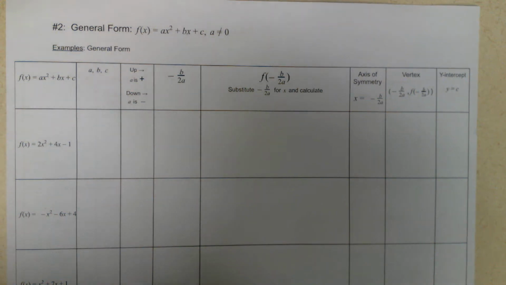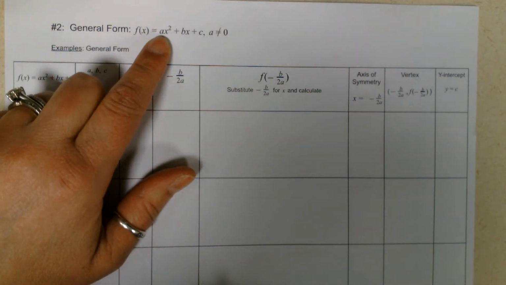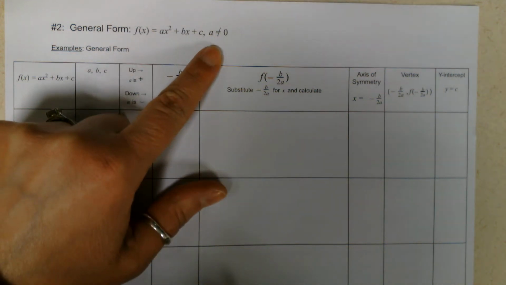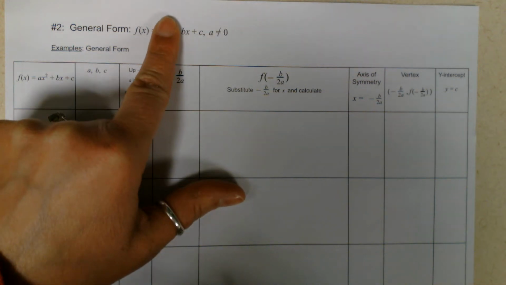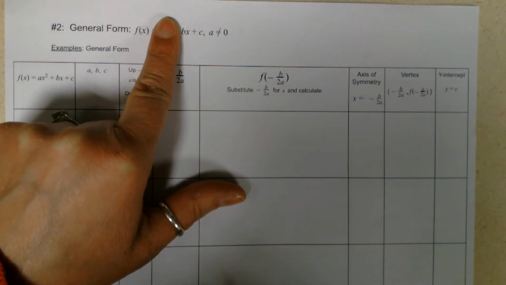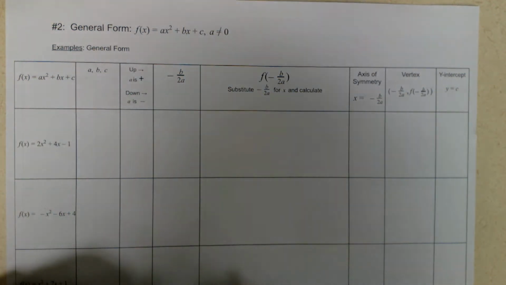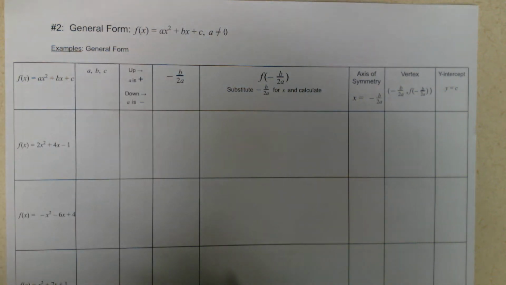Our next form is called general form, and that's in the form f of x equals ax squared plus bx plus c. A, again, cannot equal 0. If we substituted it in, anything times 0 is 0, it would cancel this out, and look what we have. We would have a line. We would have mx plus c, or bx plus c. So you need the a in there, so it could be any number except for 0.